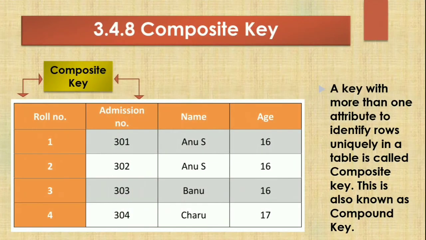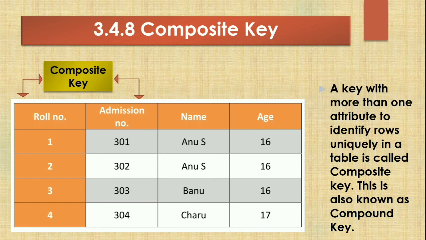And the next one is composite key. Composite key means in a table you may have more than one or two unique columns, unique attributes. Look at the example. We do have roll number, admission number. Both the columns, both the attributes are unique data. So in a table, if you have two or more unique attributes, then those two columns, those two attributes are said to be composite key.